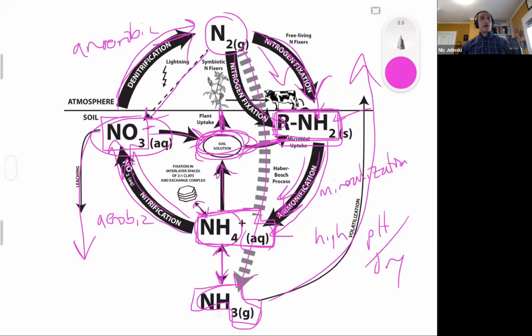So this is an industrial process. It occurs at very high temperatures and pressures. It's very energy intensive. And what you get is ammonia. That ammonia can then be used in different forms as fertilizers.